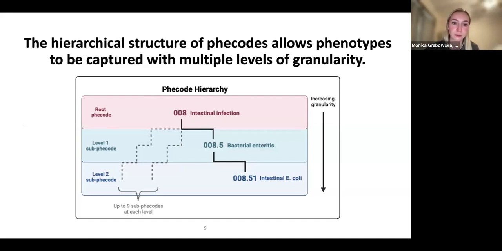So here, the level 1 sub-Phe code would be, for example, bacterial enteritis, which is represented with the Phe code 008.5. And then the level 2 sub-Phe code here is 008.51 intestinal E. coli. And so we have a variety of Phe codes existing as this hierarchy with up to 9 possible sub-Phe codes at any level of the hierarchy, just because of the decimal digits 1 through 9.